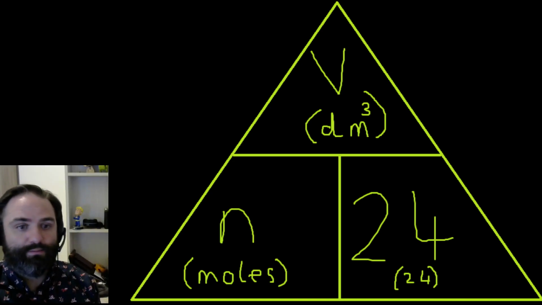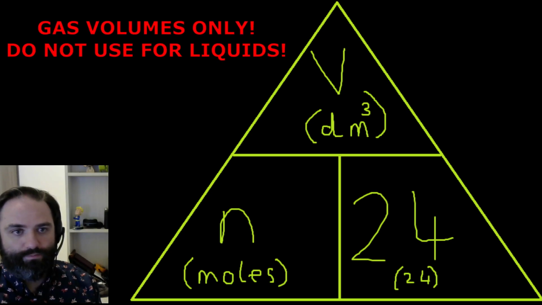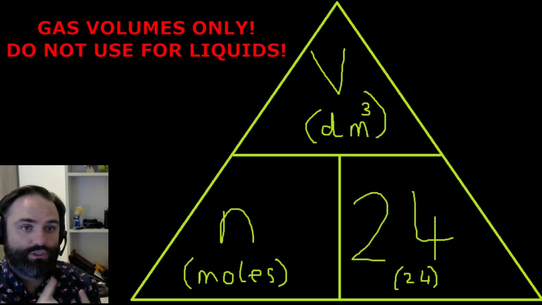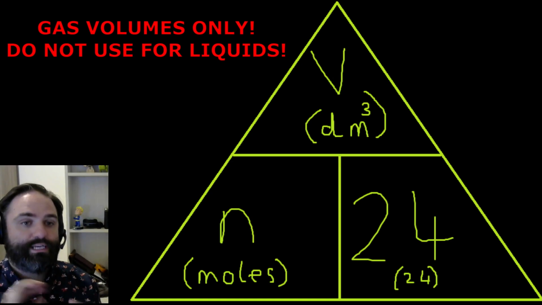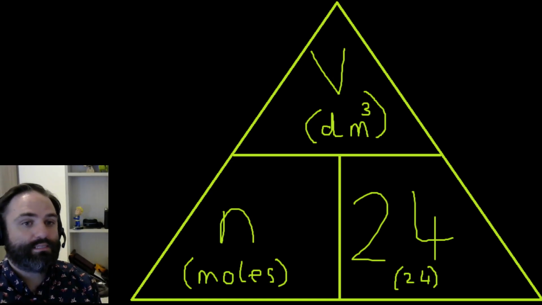This is where what I was saying before comes in, because one of the variables here is volume, but this is gas volume. Be careful that you're going to use the right equation, because if it's volume of a solvent, you use the previous one. This one is for gas volumes only. Now the unit is still decimeter cubed. So how do we use that?